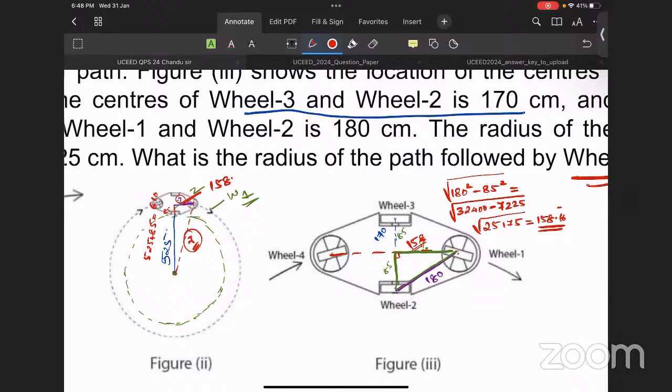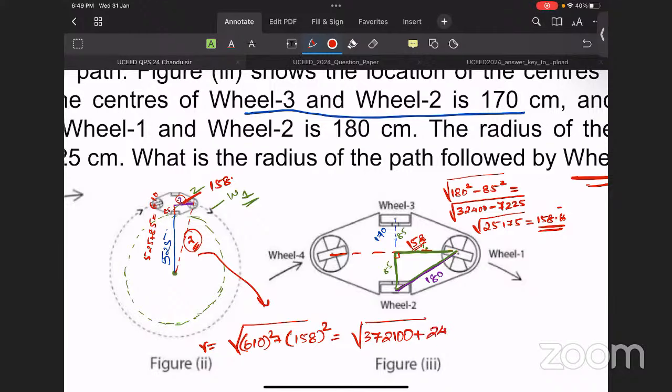Now the length of this portion, the radius, what are we going to find? That is the hypotenuse here. So the square of 610 plus the square of 158 will be 372100 plus 24964.